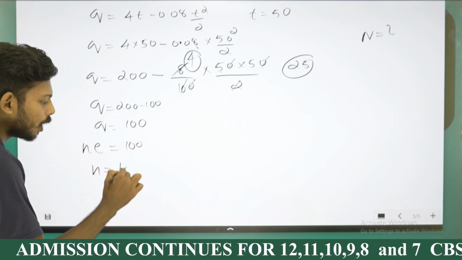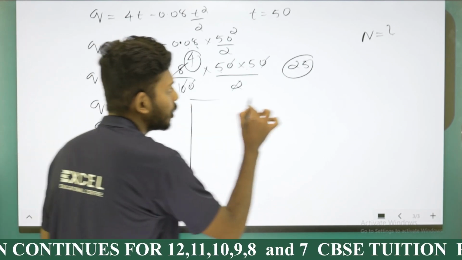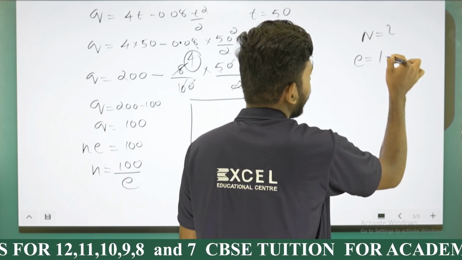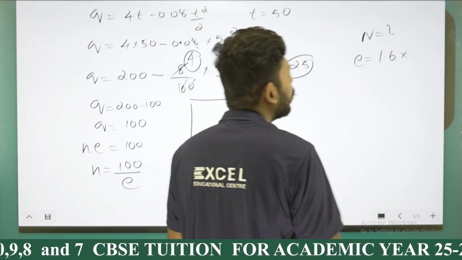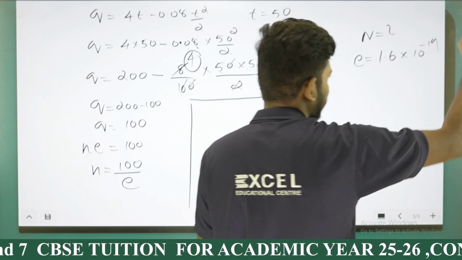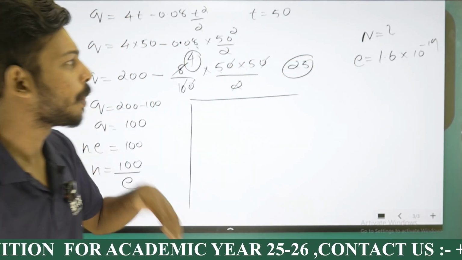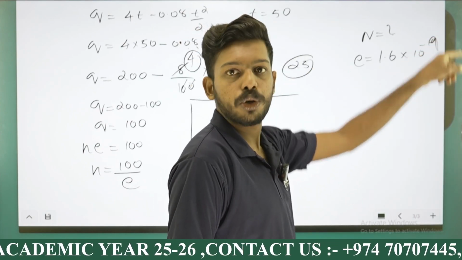N is equal to 100 divided by e. So that's the catch. You have to know the basic charge, which is something like 1.62. I am just shortening it to 1.6 into 10 raised to minus 19. The reading is e equals 1.6 into 10 raised to minus 19.